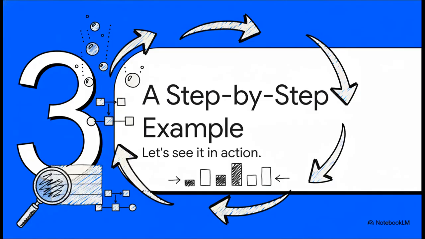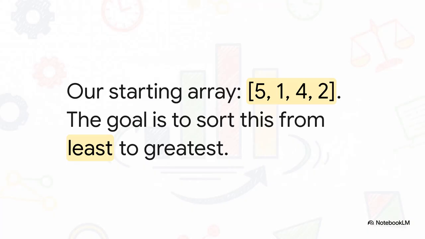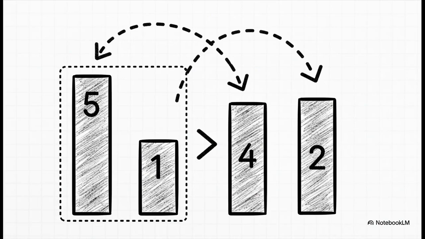Okay, so theory is one thing, but actually seeing it work is another. Let's put this algorithm to the test. We're going to watch it work its magic on a small, totally jumbled list of numbers. All right, here's our starting lineup. The numbers 5, 1, 4, and 2. Clearly, it's a mess. Our mission, if we choose to accept it, is to get these sorted from the smallest number to the biggest. Okay, here we go.